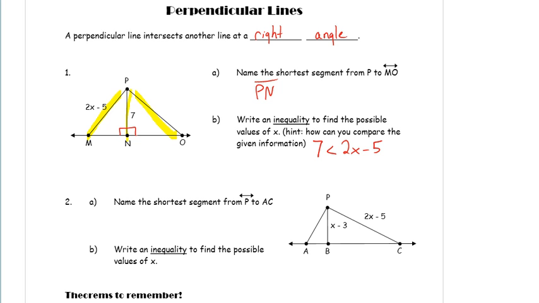Okay, from there we can simplify our inequality. So 12 is less than 2x. Divide both sides by 2, so x has to be greater than 6. Okay, so if we plugged in 7 here, we would get 2 times 7 is 14, minus 5 is 9. So we're good. It has to be greater than 6.